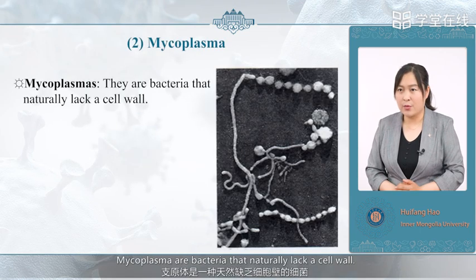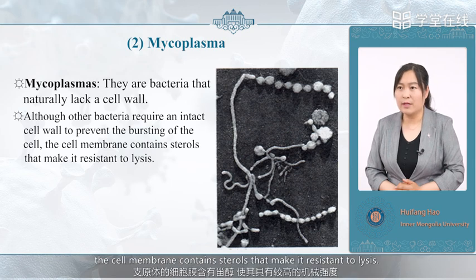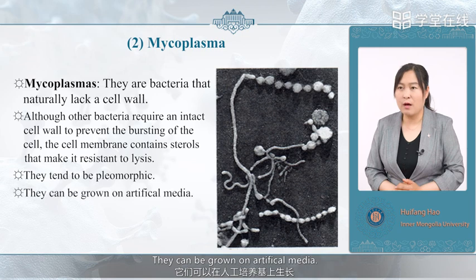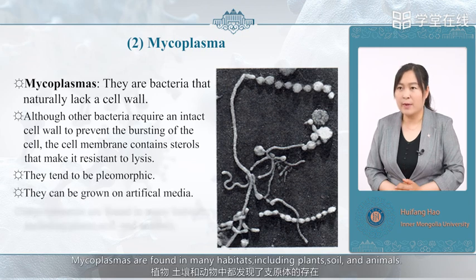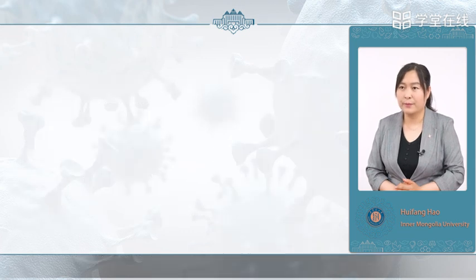Mycoplasmas are bacteria that naturally lack a cell wall, although other bacteria require an intact cell wall to prevent the bursting of the cell. The cell membrane contains sterols that make it resistant to lysis. They tend to be polymorphic. They can be grown on artificial media. Mycoplasmas are found in many habitats, including plants, soil, and animals.